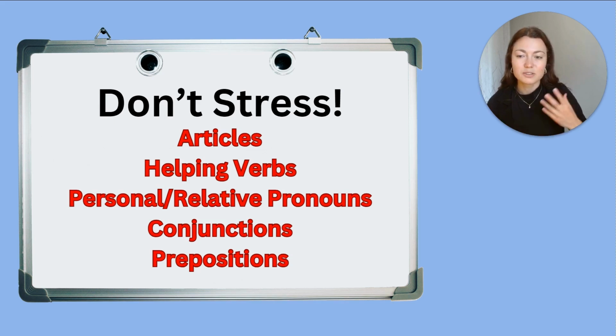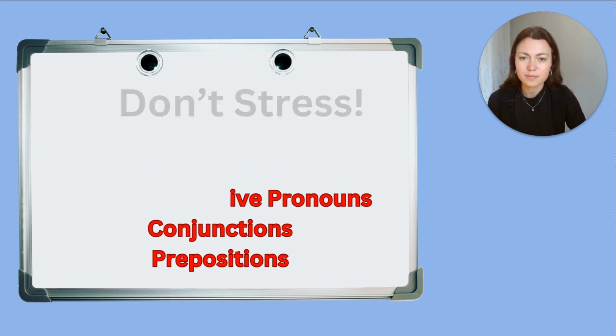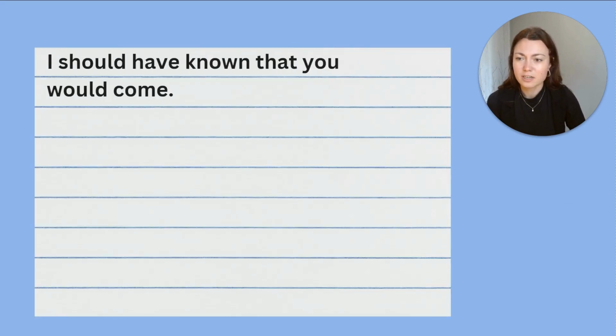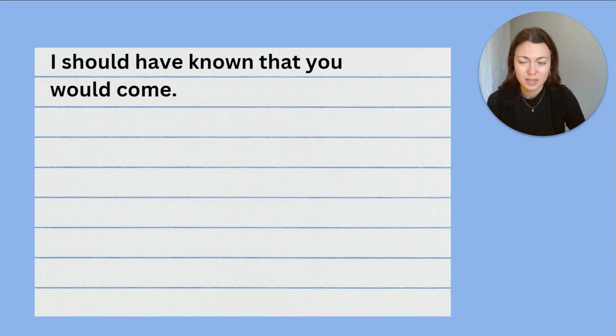So there's rules about what gets stressed and what doesn't get stressed, but more importantly, when we're looking at a sentence, I want to show you what this sounds like. So here are some examples. Let me read this for you and then we'll talk about stress. So this sounds like, I should have known that you would come. I should have known that you would come.